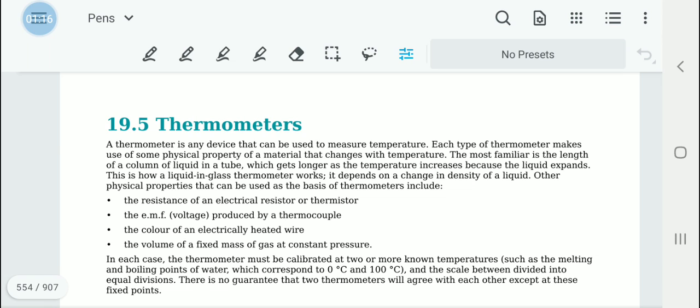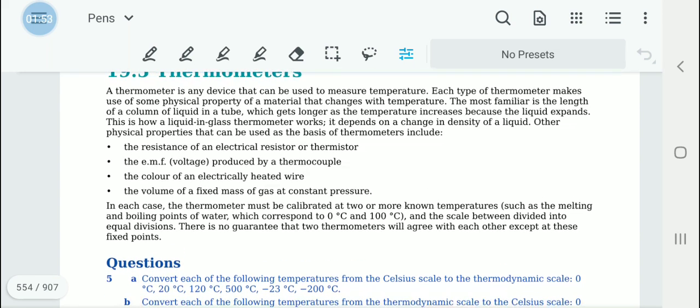Then other physical properties that we use, we have already learned this in O levels. We use the resistance of an electrical resistor or a thermistor. Then we learn about the EMF produced, that is a thermocouple thermometer. Then we can also use the color of an electrically heated wire, or the volume of a fixed mass of gas at constant pressure. So these are different properties that can be used to measure the temperature. In each case, the thermometer must be calibrated.